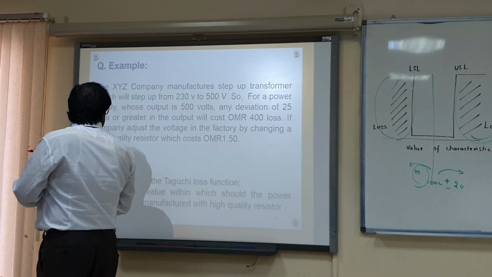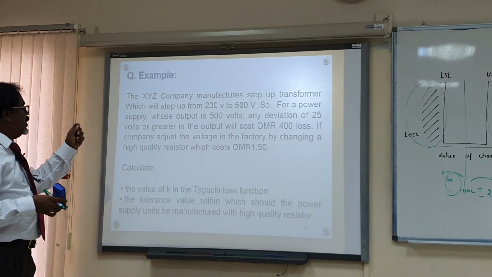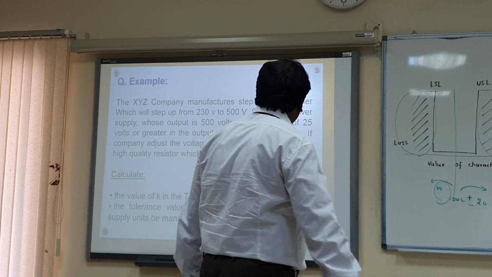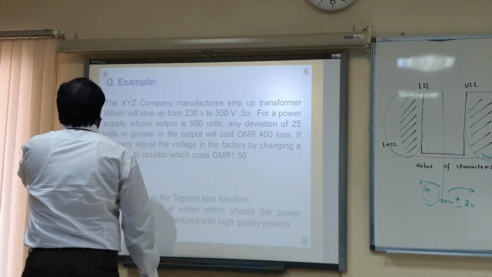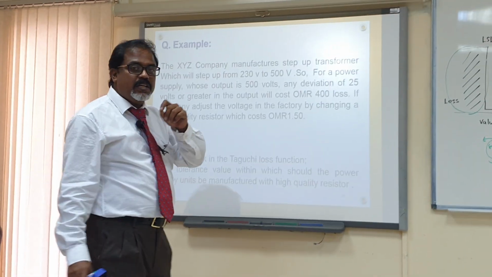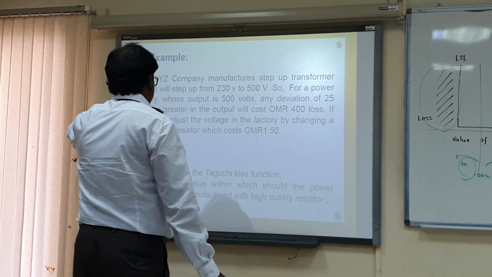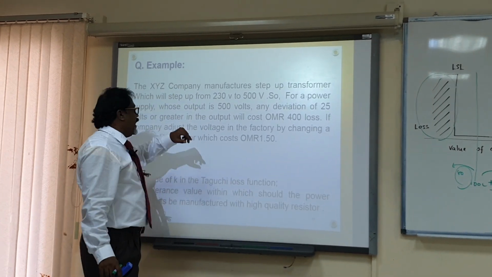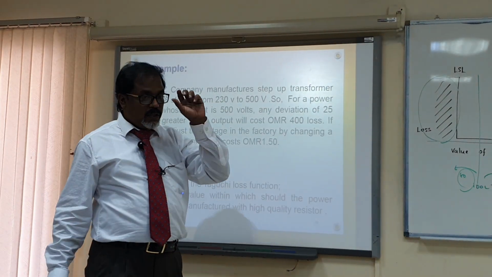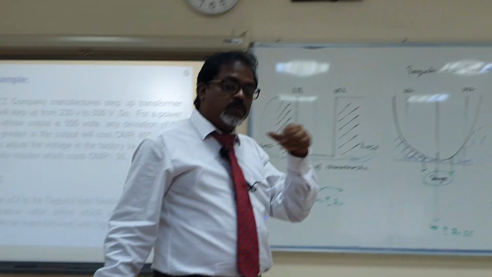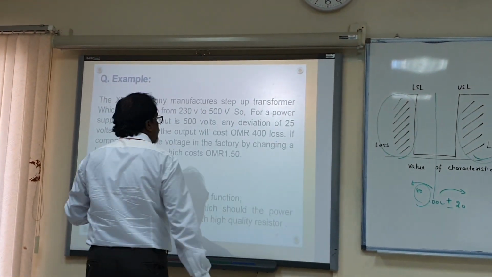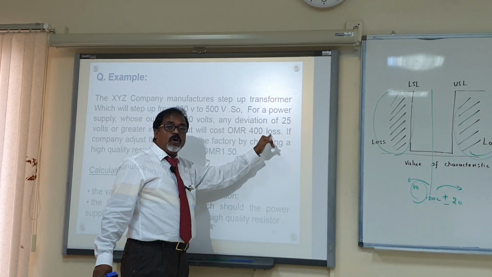The XYZ company manufactures a step-up transformer which will step up from 230 volts to 500 volts. So the output will be 500 volts. For a power supply whose output is 500 volts, the allowable deviation is 25 volts. It is given that any deviation of 25 volts or greater in the output will cause an OMR 400 loss. If it goes more than 25 volts or less, plus or minus, there will be a chance of a loss of 400 rial.